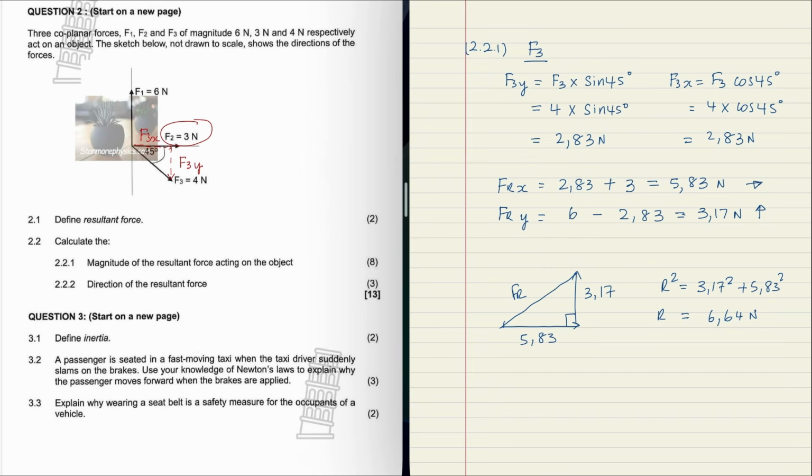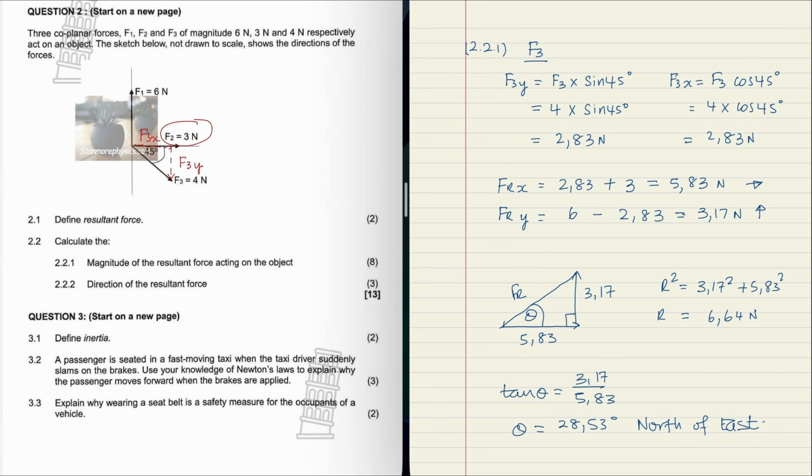Question 2.2.2 says calculate the direction of the resultant force. What we basically need to do here is work out what this angle is. It's simple, we can use tan. We can say that tan theta is equal to 3,17 divided by 5,83. Then theta is equal to 28,53 degrees. And what direction is this? It is north of east.